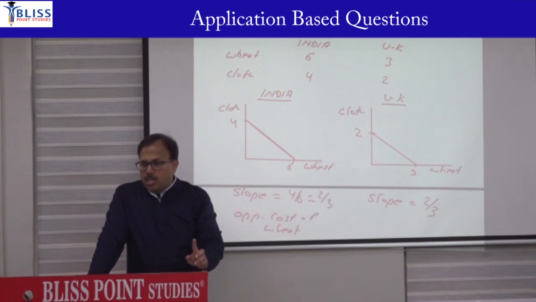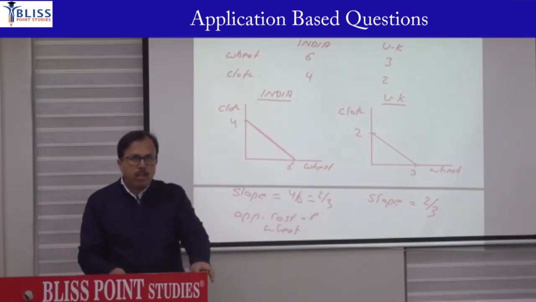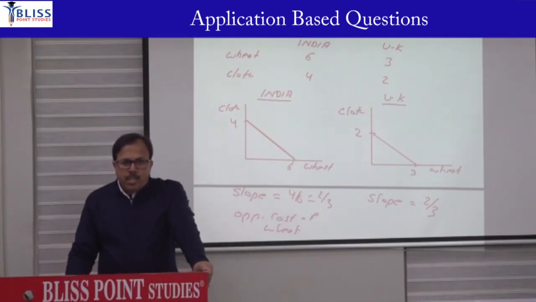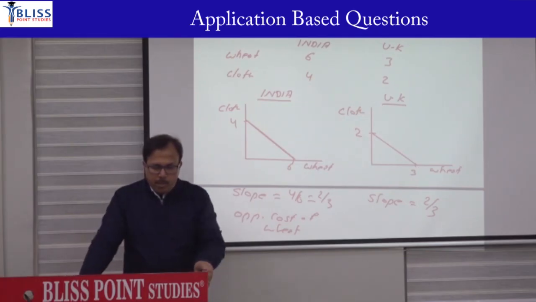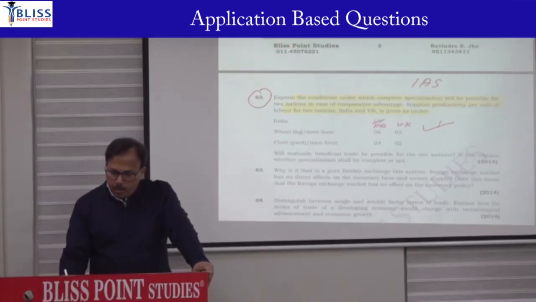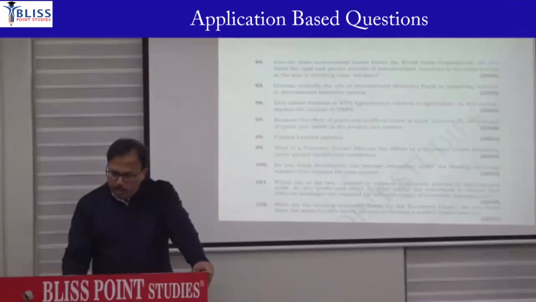Since opportunity cost is same in both countries, therefore no mutually beneficial trade is possible. Write down that line. Since opportunity cost is same in both countries, so no mutually beneficial trade is possible. ठीक है, तो information was given in a different form. That was the one numerical in the optional part.